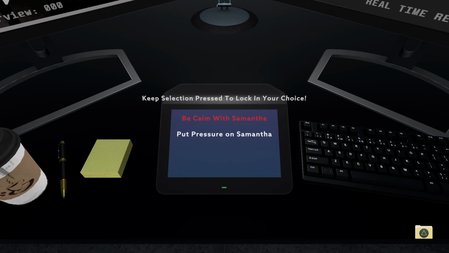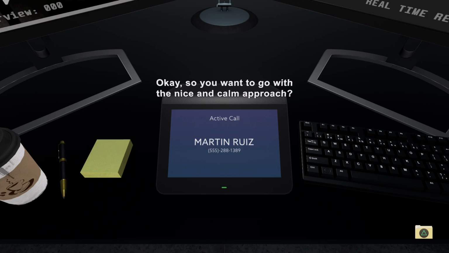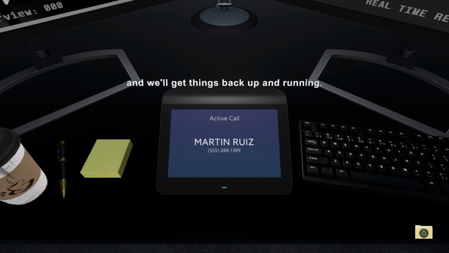What do you think? Be calm with her. Put pressure on. We've been reasonably calm so far, but we'll be calm with Samantha. See ya. Hi, Martin. Hey, okay, so you want to go with the nice and calm approach? Yes. Not a problem at all. Give me a sec, I'll get Samantha back in here and we'll get things back up and running. All right, bye.